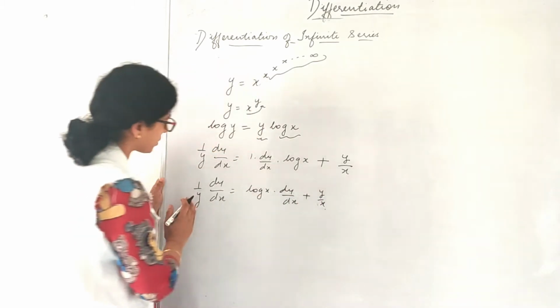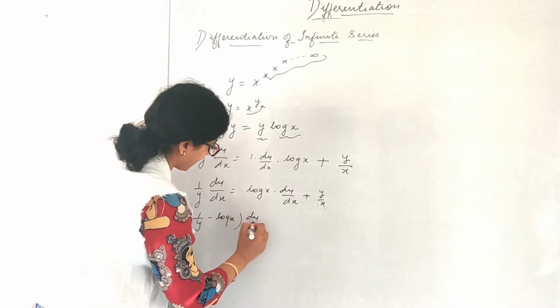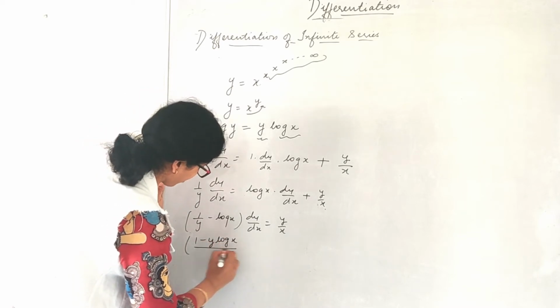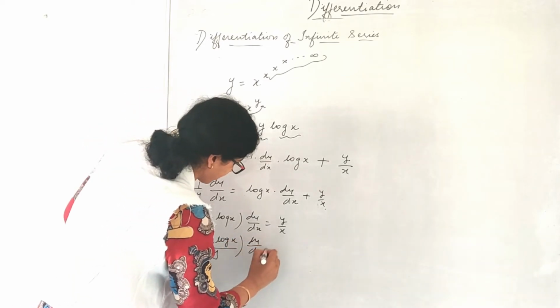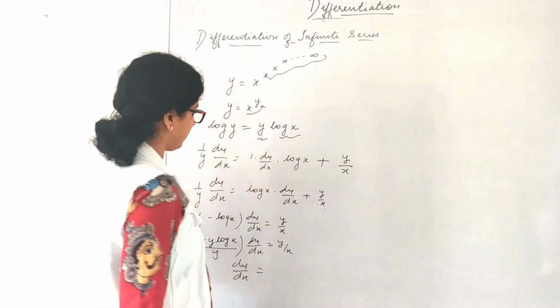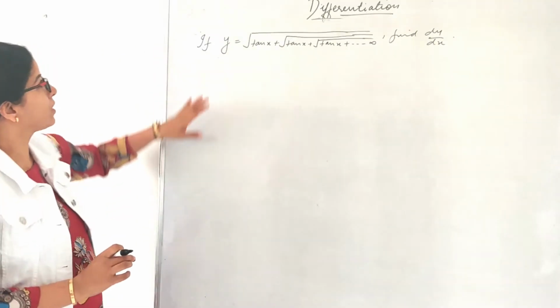Now I'll collect the terms of dy by dx. So (1 upon y minus log x) dy by dx equals y upon x, or (1 minus y log x upon y) dy by dx equals y upon x, or dy by dx equals y square upon x (1 minus y log x). Okay, so now let us take this question.